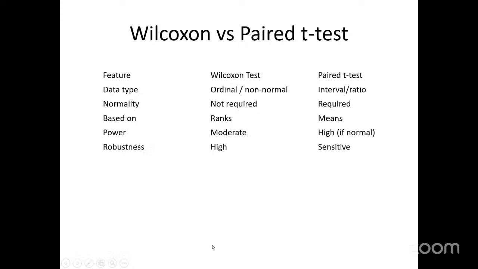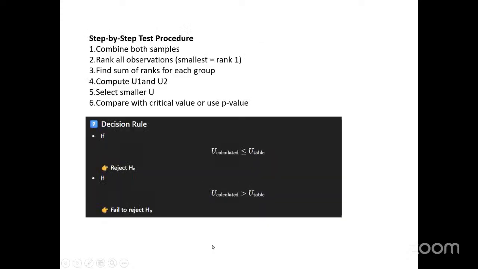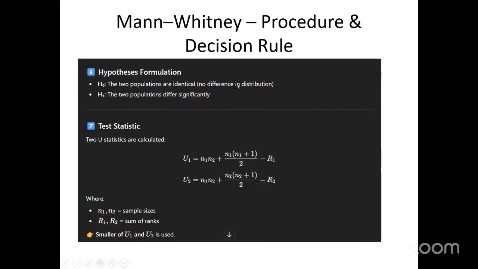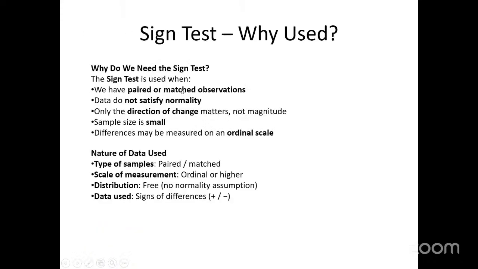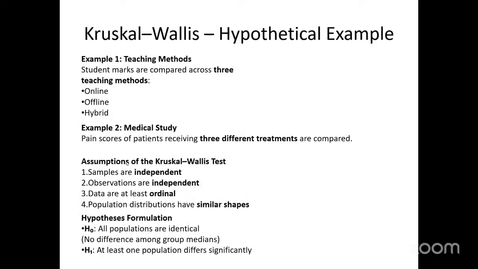What was our hypothesis in the earlier test? Two populations are identical, with no difference in the distribution of the two populations. And here for Kruskal-Wallis, the null hypothesis is exactly the same. But there we were dealing with only two groups. Here we can deal with three or more groups. So our null hypothesis is that all populations are identical, and the alternative is that at least one of the populations differs significantly.